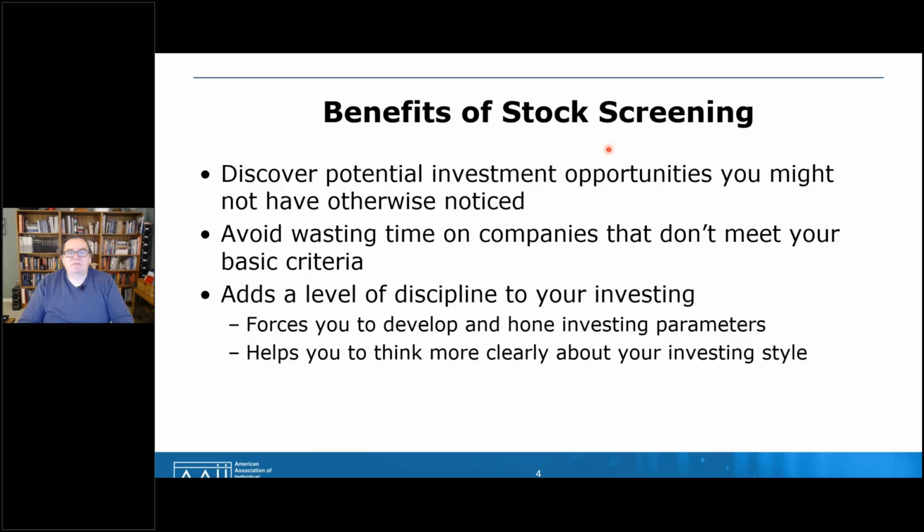If I'm a value investor, if I like to buy a dollar's worth of stock at 50 cents, I can set up parameters that help identify those particular companies. If I, on the other hand, am more of a growth or momentum investor, looking at price momentum, I can set up filters so that only those companies that match that particular parameter are interesting to me.